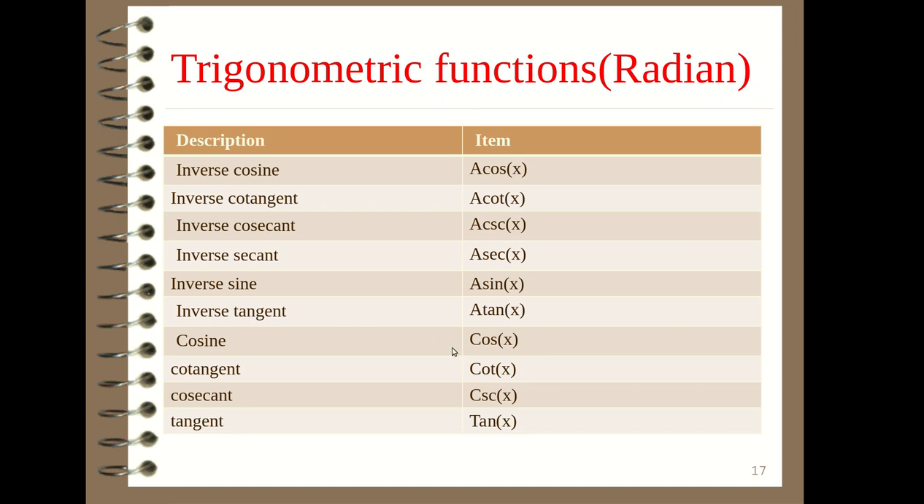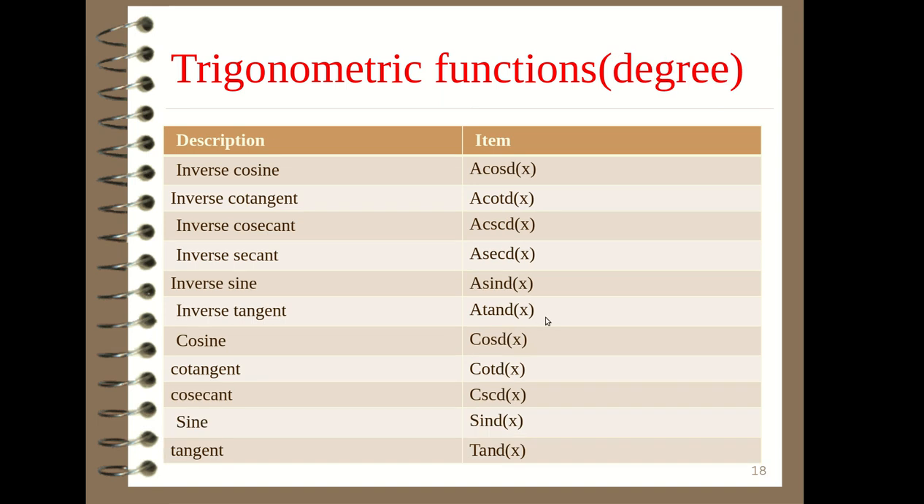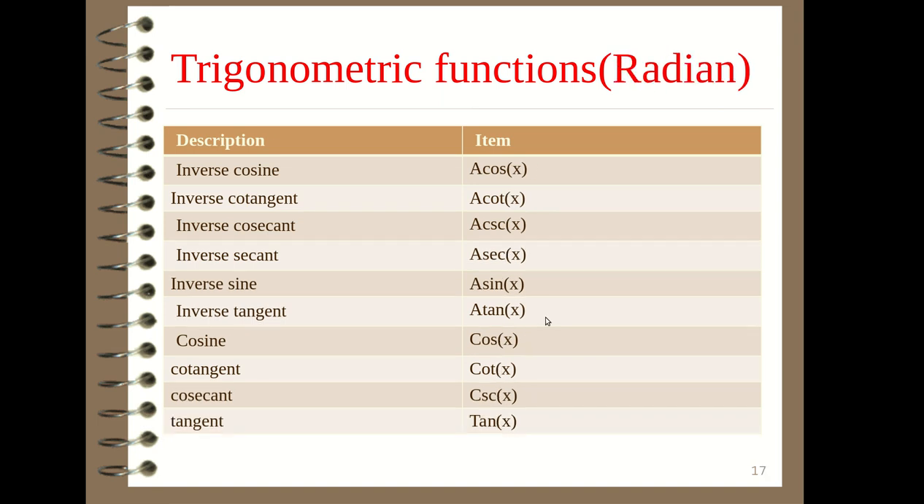Now, there are two types of trigonometric function: the radian function and the degree function. As you see here, there are also the inverse types, like cosine to the minus 1, and cosecant, secant, tan, cot, and so on. This is all of them. If you write a value here, the value is in radian, so this is cosine using radian.